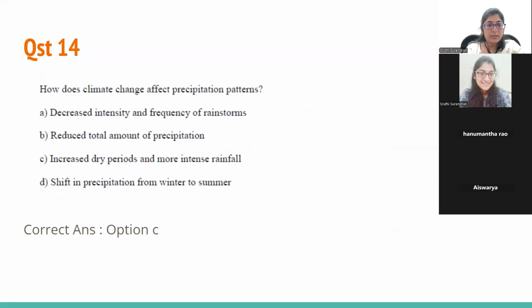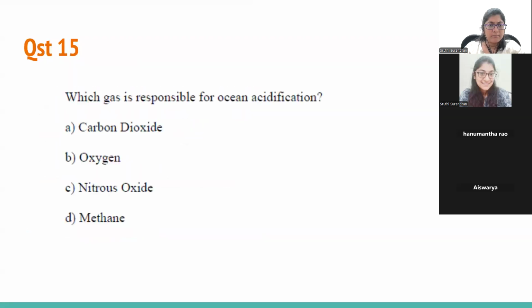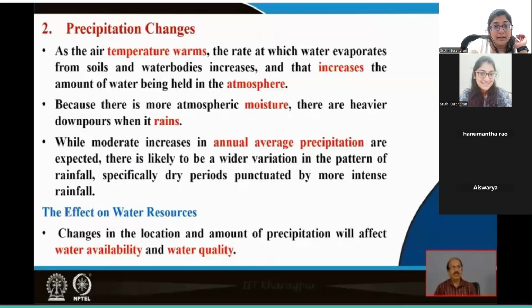Now, question 14. I already provided the option here. How does climate change affect precipitation pattern? It is going to increase the dry periods and more intense rainfall. We had looked into this earlier.